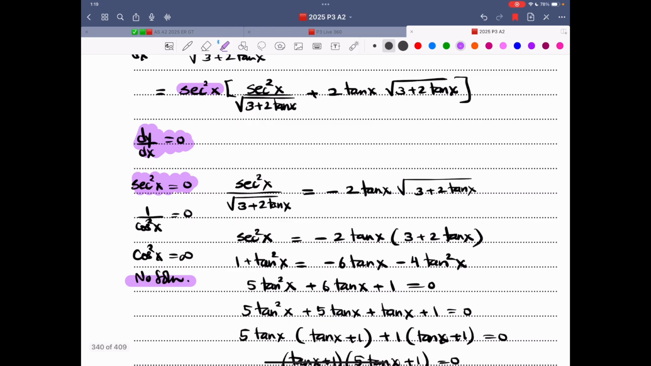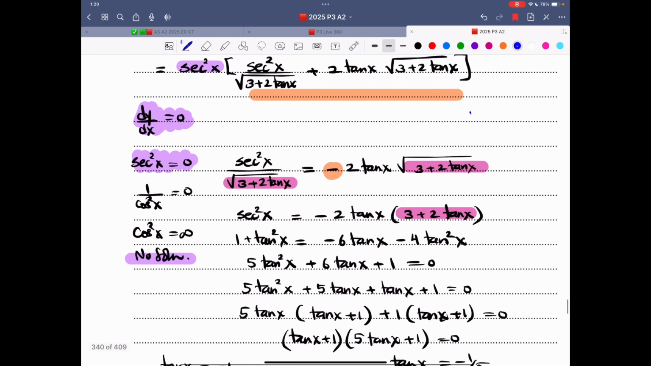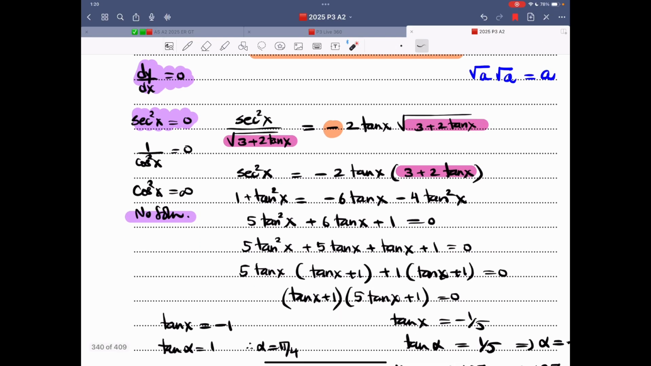Now when we take this whole thing and equate it to 0, let me transfer this thing to the other side. So this minus sign remains. Now let me cross multiply. Over here the square root disappears. This is this concept, root A squared equals A. That is this concept of indices, surds used over here. So sec square x is minus 2 tangent x, 3 plus 2 tan x.